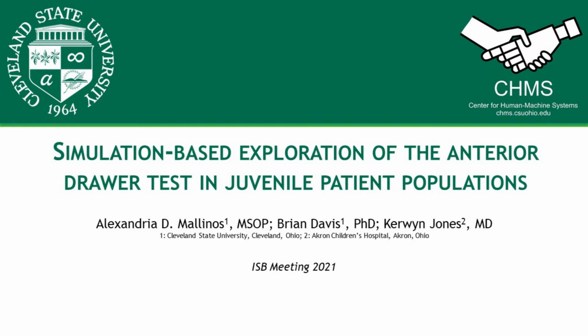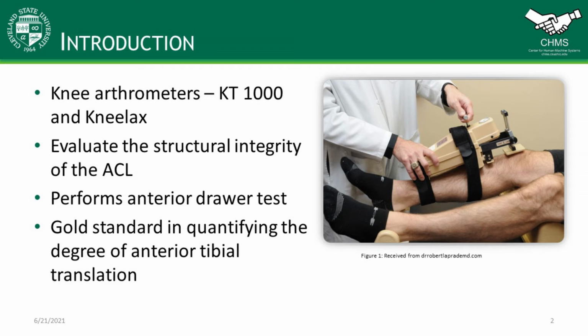Simulation-based exploration of the anterior drawer test in juvenile patient populations. The orthometers have been used in many experimental and clinical settings to evaluate the structural integrity of the ACL. What this device essentially does is perform the anterior drawer test, and you can measure in millimeters how much laxity there is in the anterior cruciate ligament.